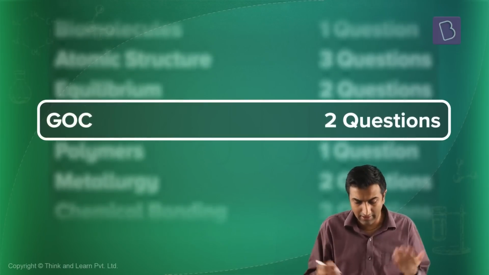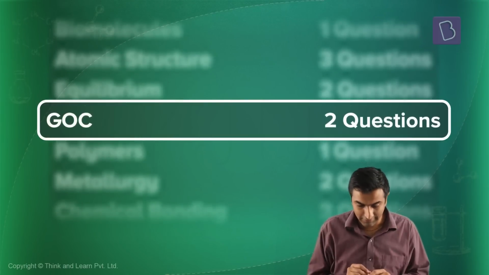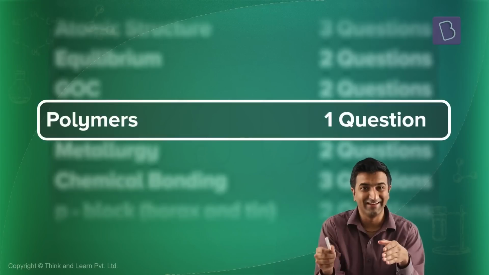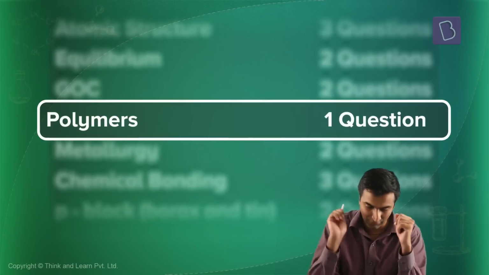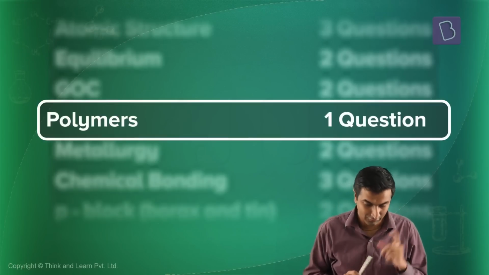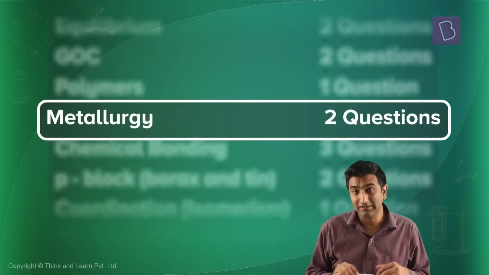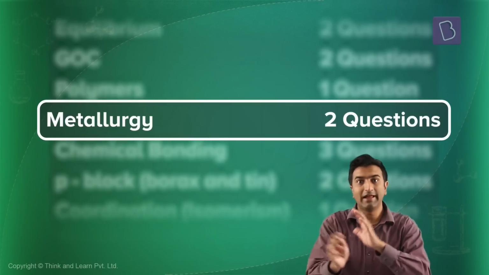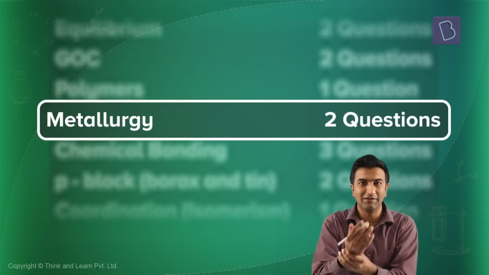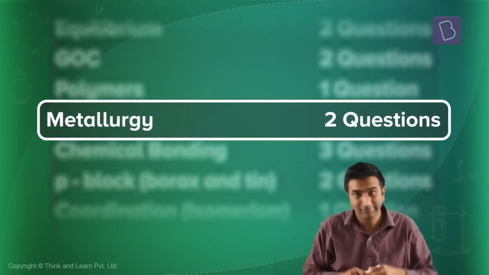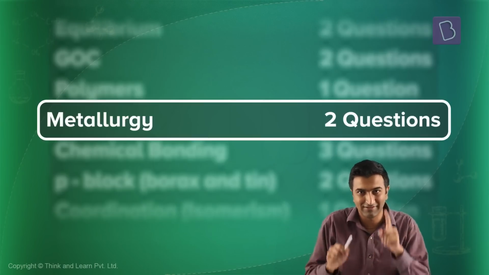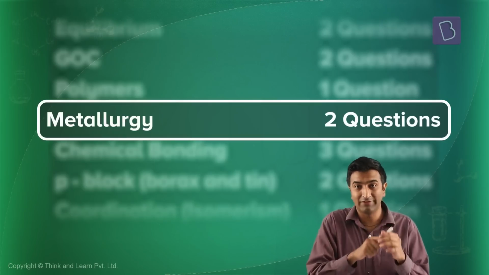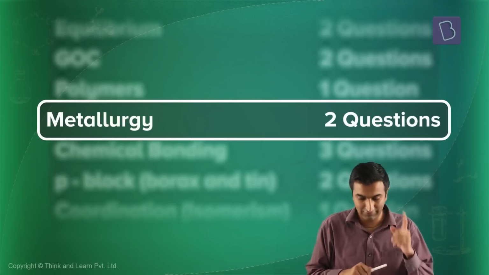GOC, acidity and isomerism, the usual suspects were also tested. Just one question on polymers, and we've solved a similar question in one of our previous sessions, the polymers and biomolecules session, so check that out. Metallurgy, now this was a surprise. In inorganic chemistry, there were some questions like the old school of JEE, when the JEE used to be subjective. There was no JEE Main and Advanced, just the IIT JEE exam. Then they would have a scheme of reactions. So there were a couple of questions of that sort.